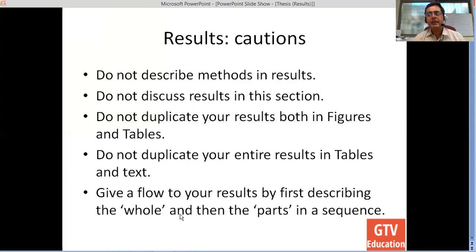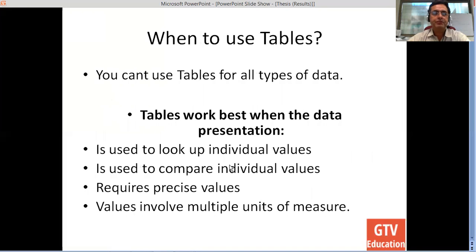If there is no sequence in the results, again, it doesn't leave a very good impression on the part of the writer or the author of that particular thesis.